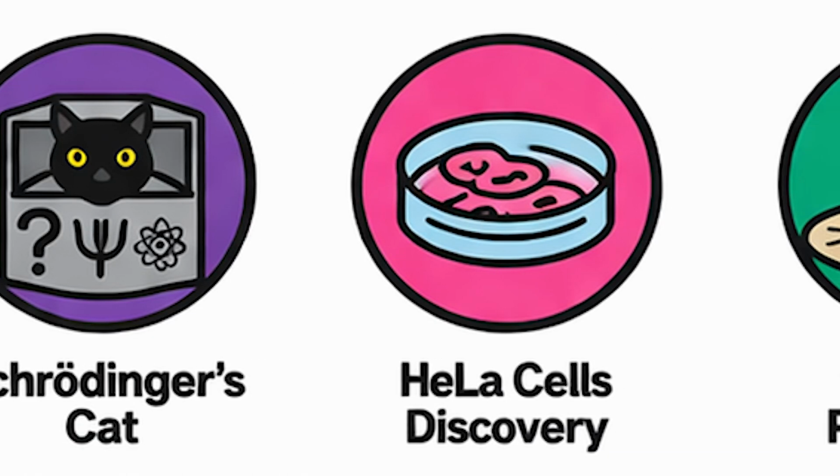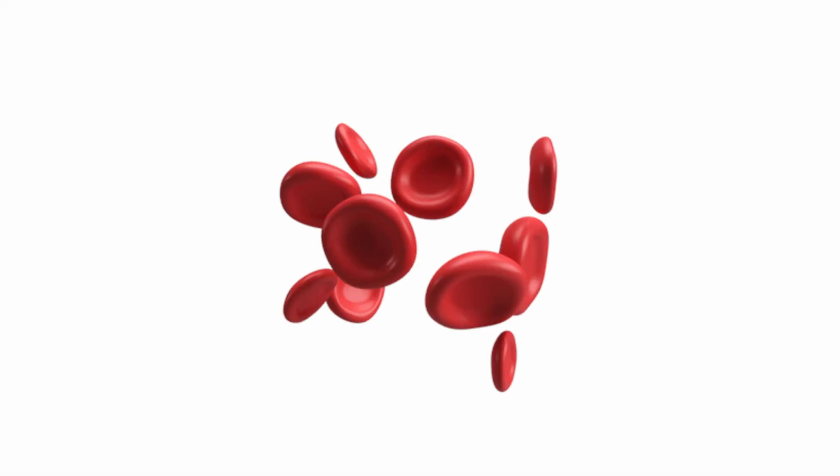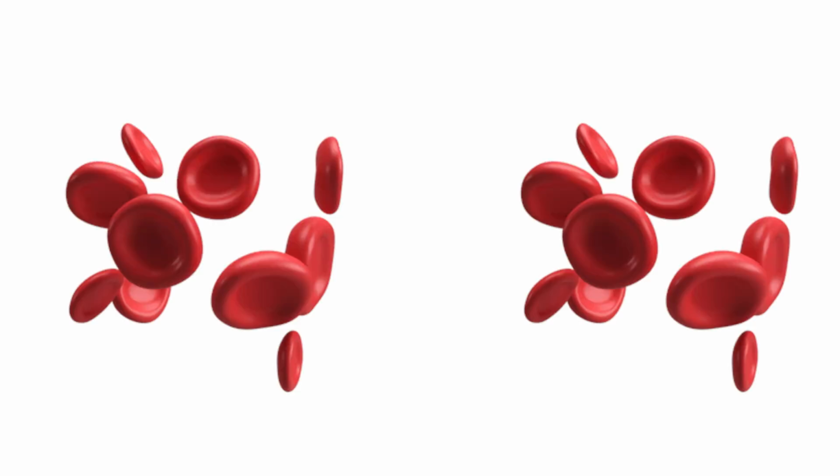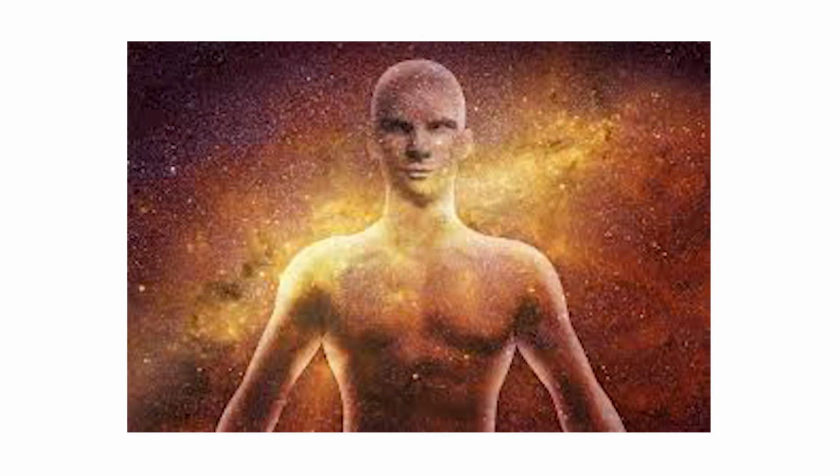HeLa cells discovery. This case began when cells were taken from a woman named Henrietta Lacks during medical treatment in 1951. Unlike normal human cells, these cells continued to divide indefinitely under the right conditions. They became the first immortal human cell line and have been used in countless scientific studies.